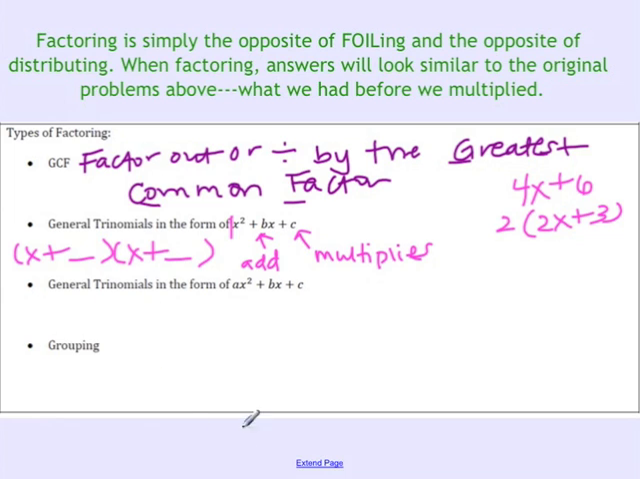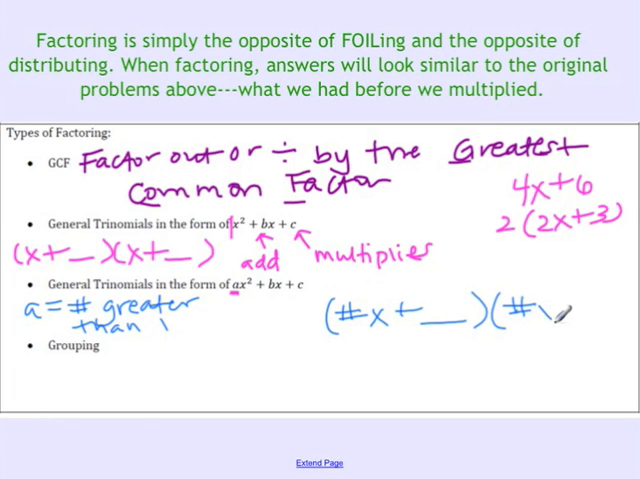When you get to a general trinomial of the form ax squared plus bx plus c, the difference is there's a number in front of that x squared. Becomes a little bit trickier problem. So when a is equal to a number greater than 1, when you factor, it's going to look like some number times x plus some other number, and then there's going to be a number in front of x again. Okay, so that's what it's going to look like there.